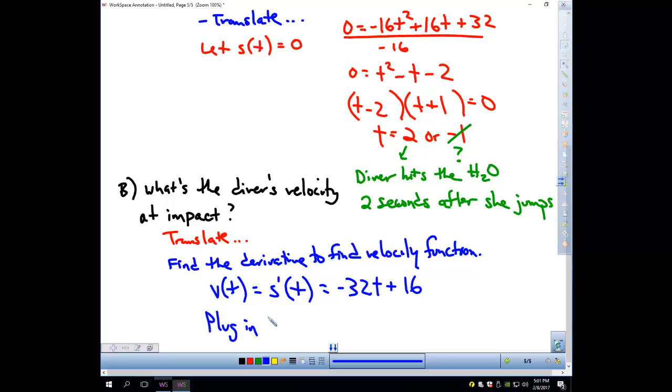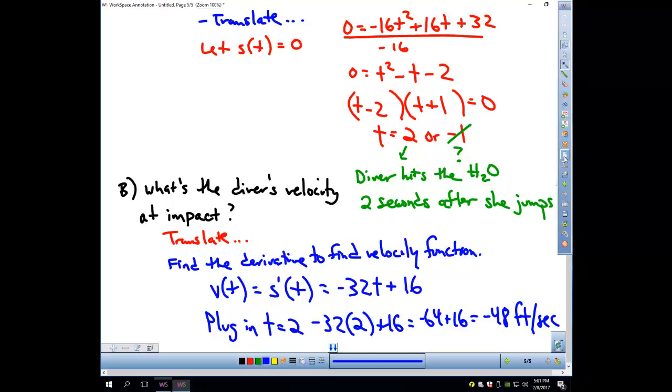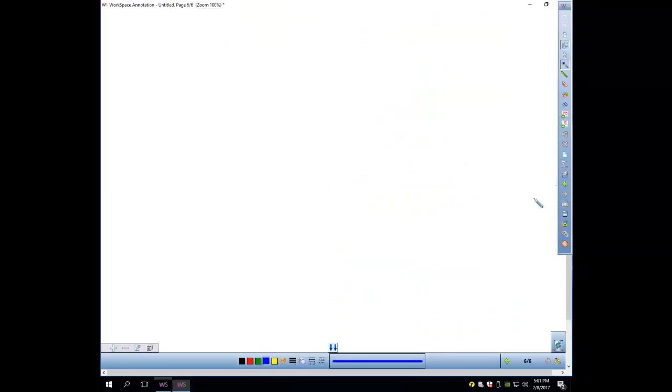Now that we have that velocity function, we go ahead and plug in 2. So negative 32 times 2 plus 16 is going to give me negative 48 feet per second. Again, it's negative. Why? Because the diver is going down as they hit the water.